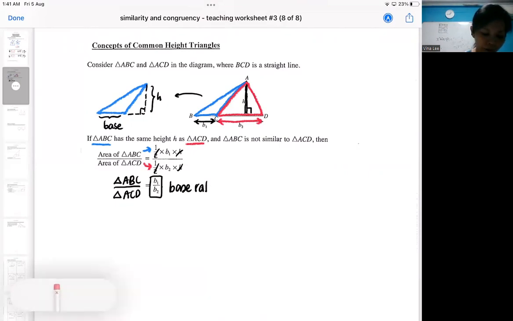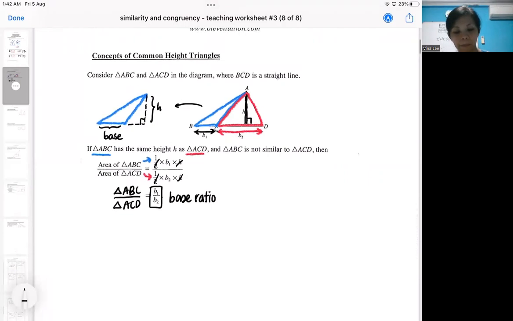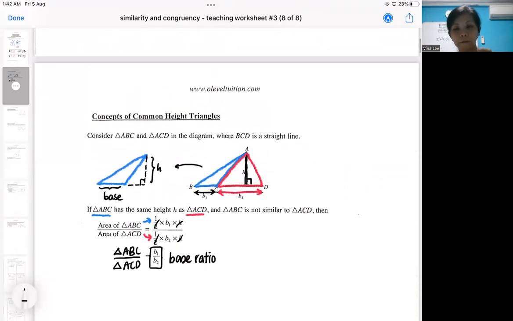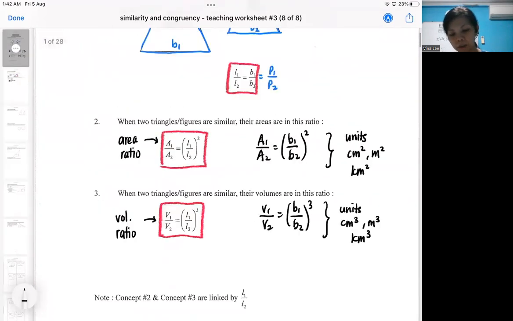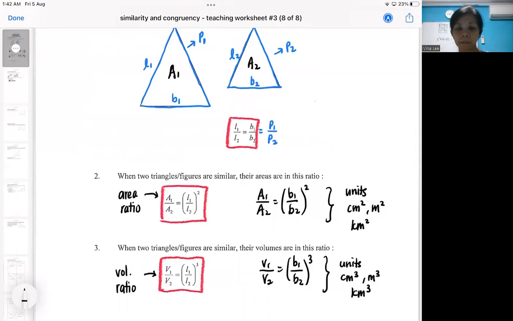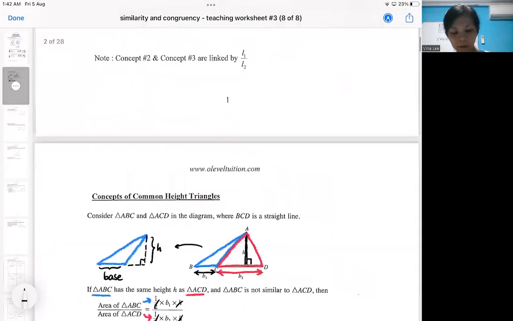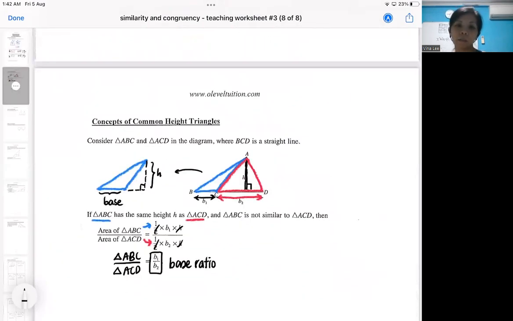The common height triangle is one of the more difficult ones. If it's not similar, you should think of common height. This is the concept of common height. If the question already says similar, you stay with the similar formulas. Just don't get confused: it's similar or not similar. When it is not similar, it might be common height. If it's not similar and not common height, then it will be something else.